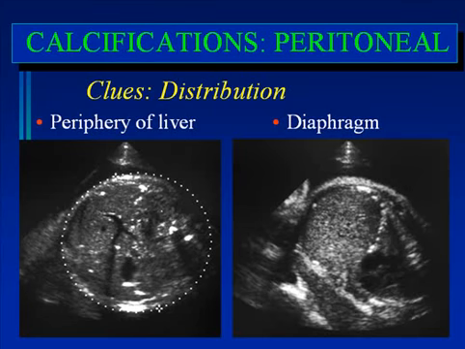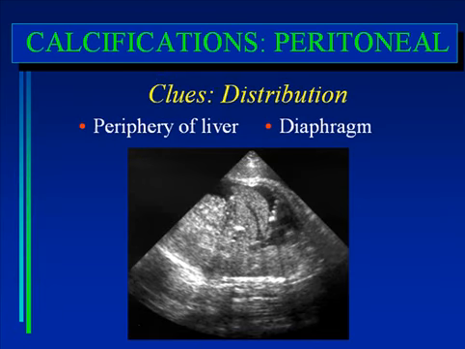So there are, though, a few clues that can help you distinguish calcifications that are peritoneal in distribution from those that are located within the liver and spleen. One of the clues is to see the calcifications lined up all around the periphery of the liver, just outside the liver capsule, but not within the parenchyma of the liver as we see here. Another common pattern for calcifications that are peritoneal and due to meconium peritonitis is to see a curvy linear configuration of the calcifications along the undersurface of the diaphragm.